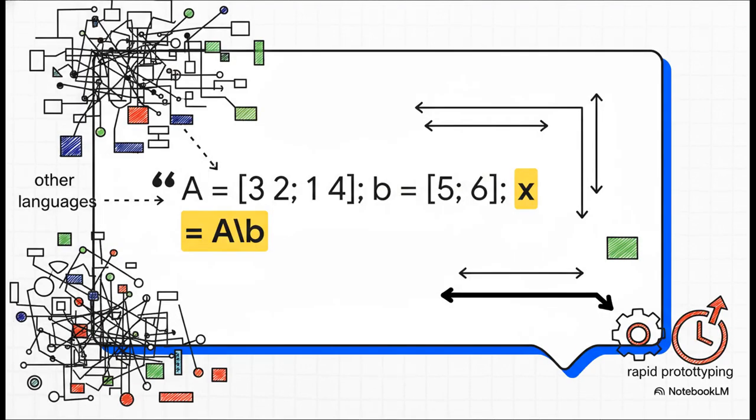And just look at the simplicity here. That single line of code, that one backslash, it solves a whole system of complex linear equations. In a lot of other languages, this would take way more code and setup. This is MATLAB's superpower in a nutshell: rapid, powerful prototyping.